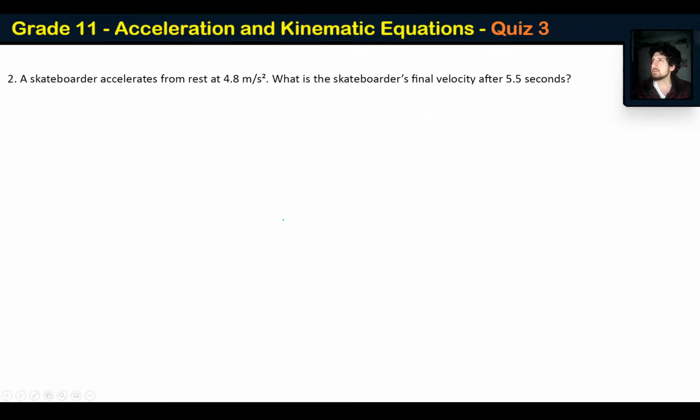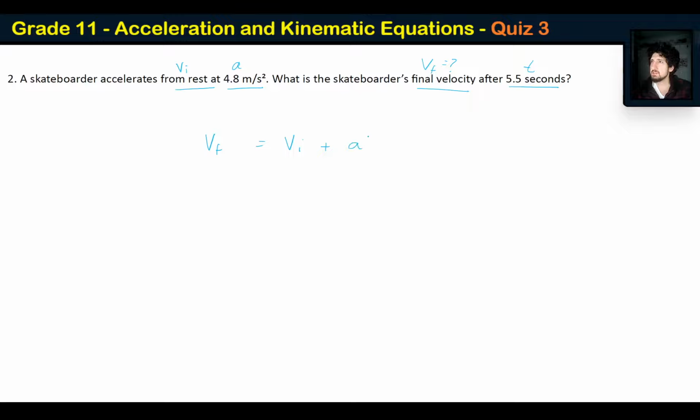A skateboarder accelerates from rest. So once again, accelerates from rest, so VI is 0, at 4.8 meters per second squared, that's the acceleration. What is the skateboarder's final velocity after 5.5 seconds? It's basically identical to the previous question. We're looking for VF, and we've got the time, and so on. So the answer to this one is very straightforward as well.